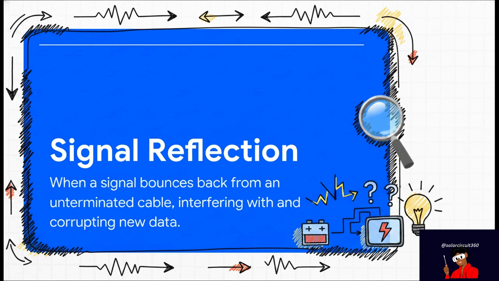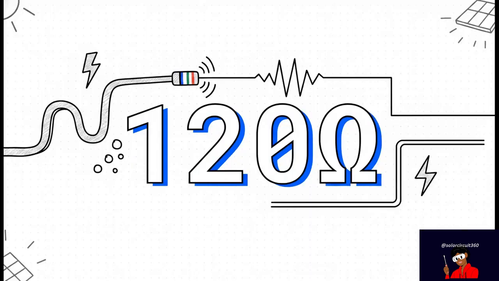That reflected signal just garbles the real data, causing the inverter or the battery to misinterpret messages or sometimes miss them altogether. So how do we stop the echo? How do we kill it? With this little guy, a 120 ohm resistor. This tiny component acts like a shock absorber for that electrical signal. You place it at the end of the line, and its entire job is to absorb the signal's energy, preventing it from ever reflecting back and causing all that chaos. It really is the magic number for clean communication.